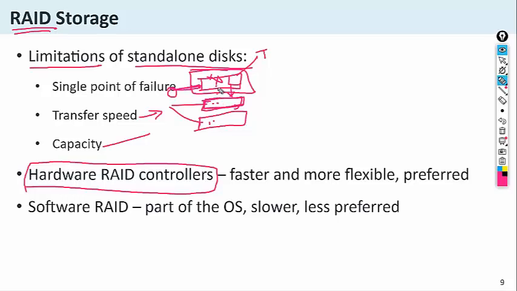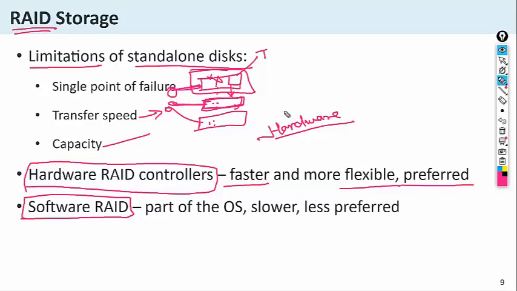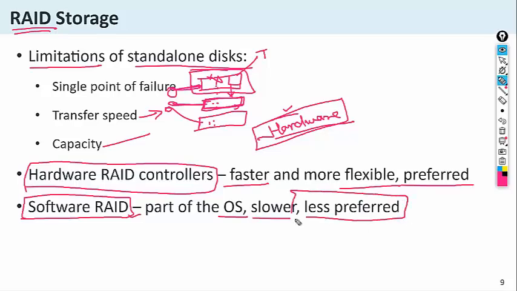And because the same data is on multiple hard disks, it is faster, flexible, and preferred. There are two types of RAID: one is hardware based, another is software based. Hardware RAID uses dedicated hardware for mirroring the hard disks. They have connectivity in between, so the data is transferred. Software RAID is not as fast as hardware. It is based on the OS, slower, and less preferred.